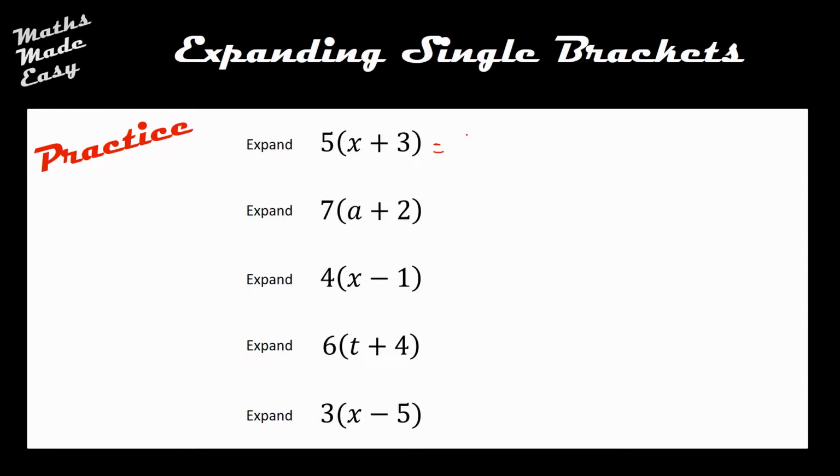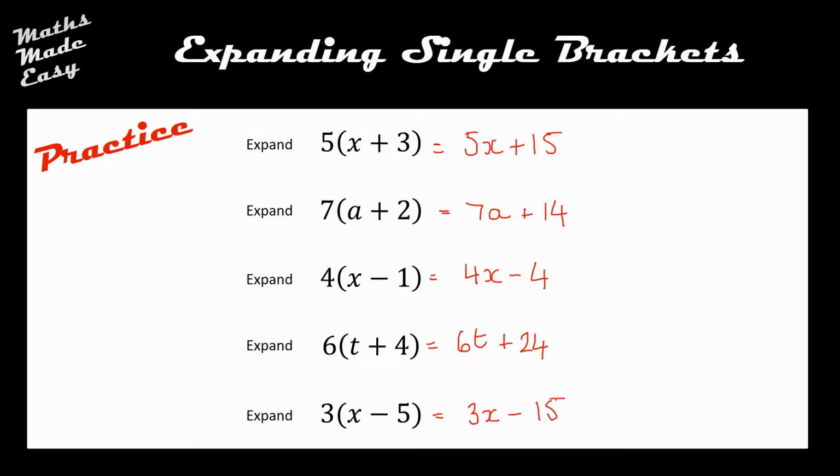Okay, so the first one is going to give me 5x plus 15. The second one is going to give me 7 times a, which is 7a, and 7 times positive 2, which is positive 14. The next one, 4 times x produces a 4x, and 4 times negative 1 is negative 4. It doesn't matter switching to a t. 6 times t is 6t, and 6 times positive 4 is positive 24. And then the final one, 3 times x is 3x, and 3 times negative 5 is negative 15. Well done if you got all of those correct.